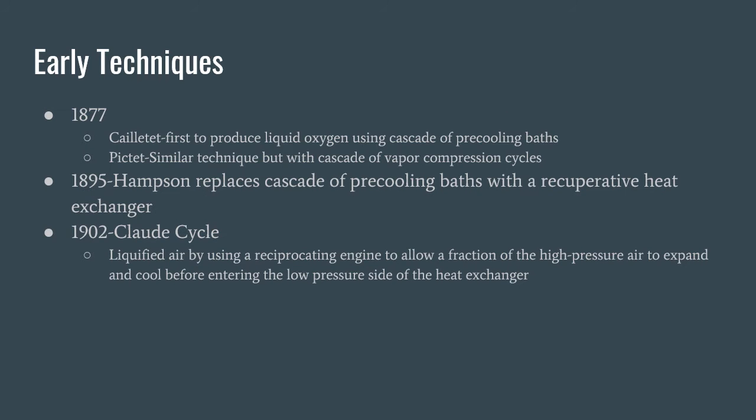So let's talk about the beginning of cryogenic engineering. In 1877, Cailletet was the first to produce liquid oxygen using a cascade of pre-cooling baths. And on the same day that he achieved this, Pictet used a similar technique to achieve the same thing, but instead of using pre-cooling baths, he used vapor compression cycles. In 1895, Hampson replaced the cascade of pre-cooling baths with a recuperative heat exchanger, and then in 1902, Claude was able to liquefy air by using a reciprocating engine, which allowed a fraction of the high-pressure air to expand and cool before entering the low-pressure side of the heat exchanger. Details on these cycles are to come in the next couple slides.